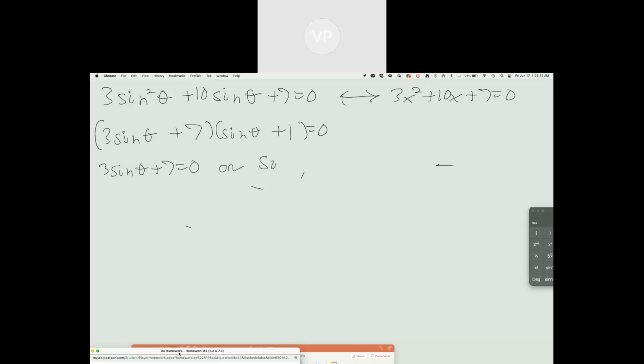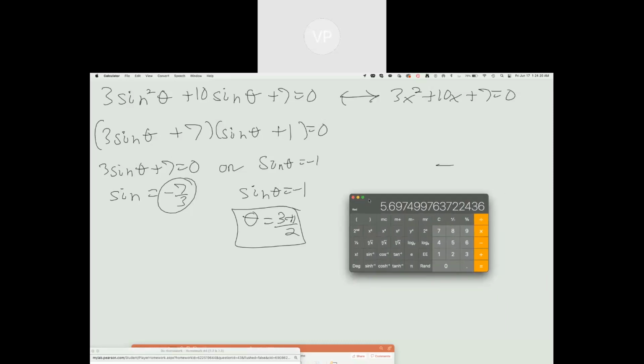So now we set every factor equal to 0, and then we solve. This gives me sine of theta equals negative 7/3. This one is just sine of theta equals negative 1. And I think, well, I know this one. This one's pretty easy. It's going to be 3 pi over 2. I got that one. But this one's a little bit weird because I don't have that in my table.